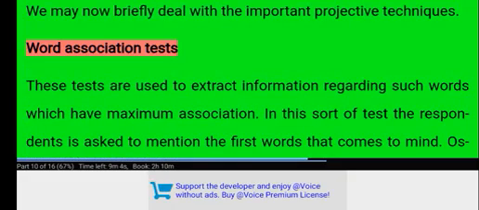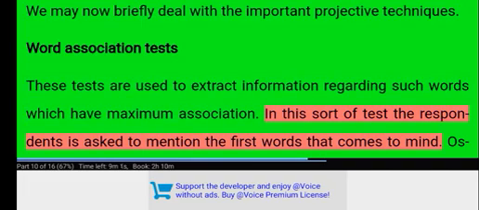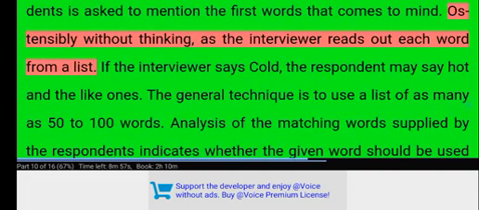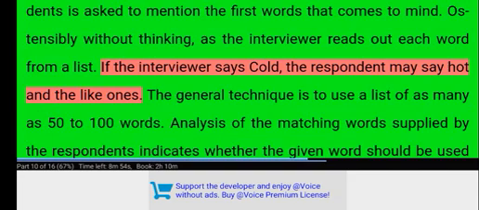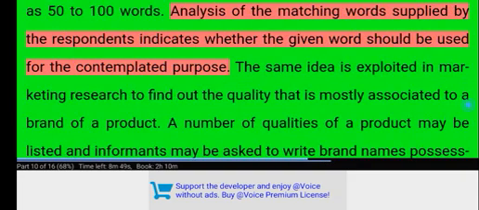Word association tests. These tests are used to extract information regarding such words which have maximum association. In this sort of test, the respondent is asked to mention the first word that comes to mind, ostensibly without thinking, as the interviewer reads out each word from a list. If the interviewer says cold, the respondent may say hot and the like. The general technique is to use a list of as many as 50 to 100 words. Analysis of the matching words supplied by the respondents indicates whether the given word should be used for the contemplated purpose.